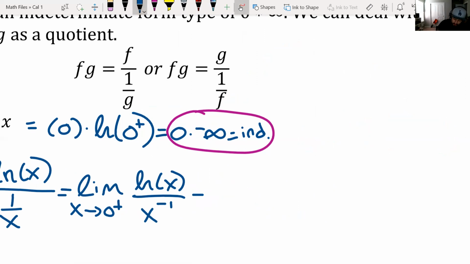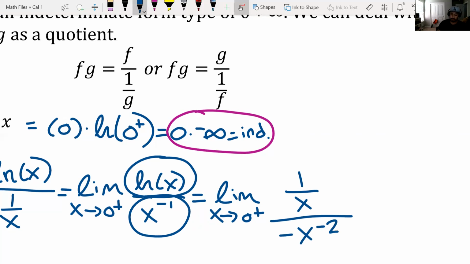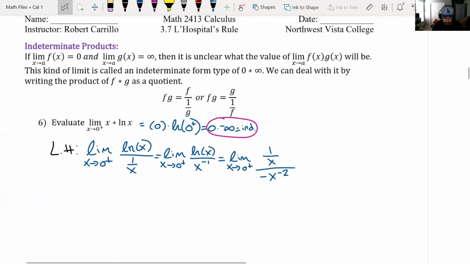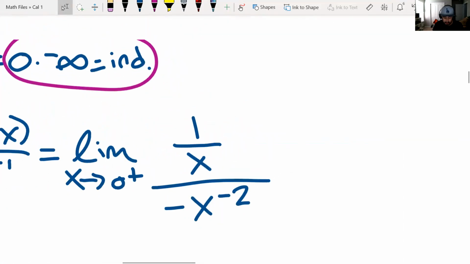Now we get to do it. So the limit as x approaches 0 from the right, and I want the derivative of the natural log of x. That is 1 over x over the derivative of x to the negative 1. Negative x to the negative 2. Okay. Cleanup time. Am I using my room appropriately? Yes, in a way, because maybe we'll have to apply L'Hopital's again. So I think we're still good here.